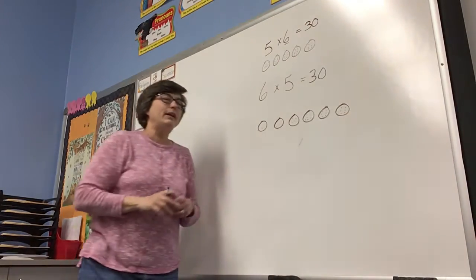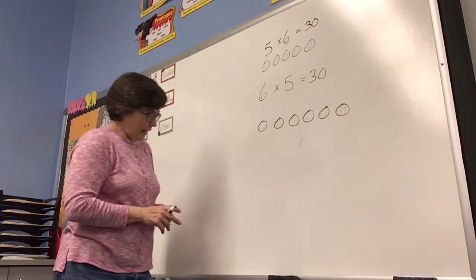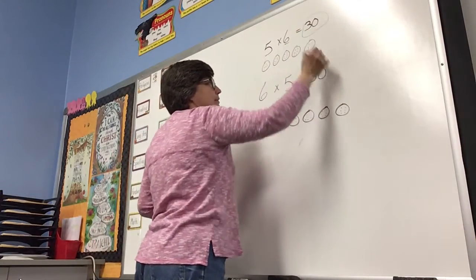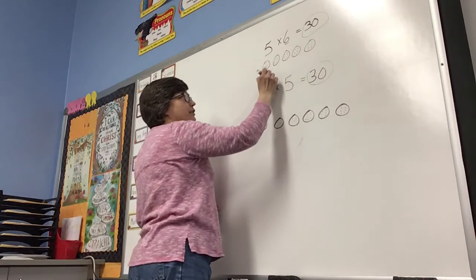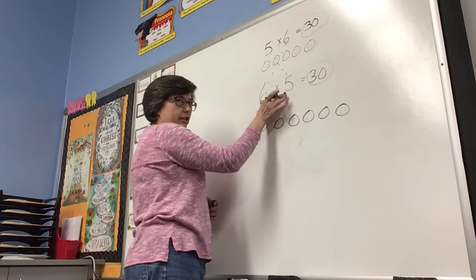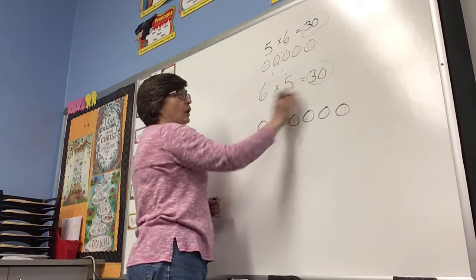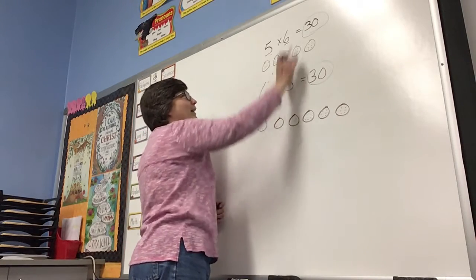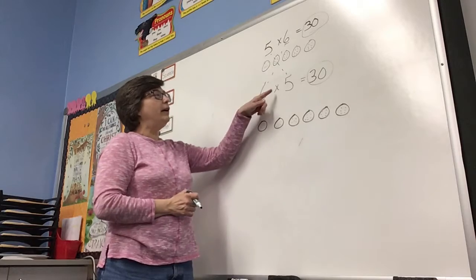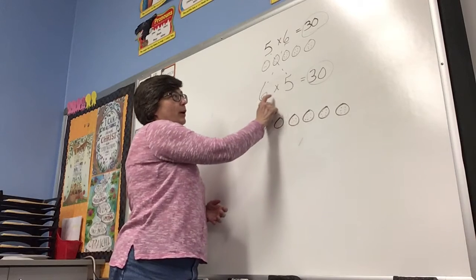Now, does anybody see something that might be familiar to them? Yes, the product is the same when our factors are switched around. Factors are the numbers that you're multiplying. When those factors are switched around, we still get the same product. What is that called, Kason? Yes, it's the commutative property of multiplication.